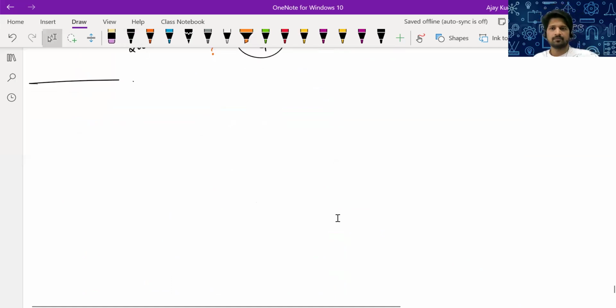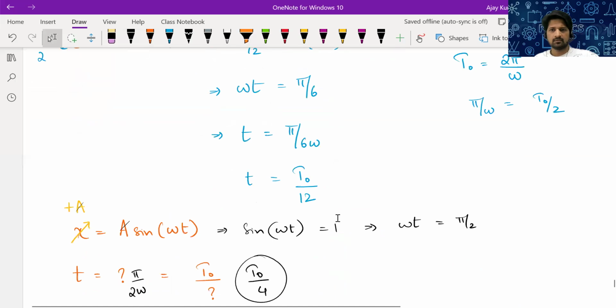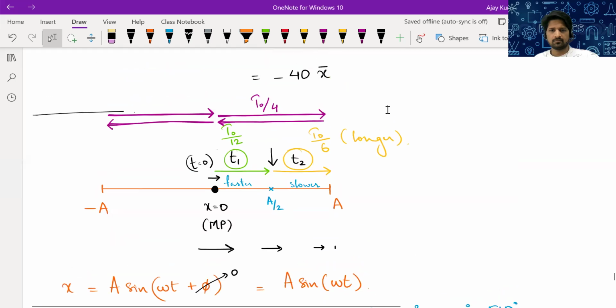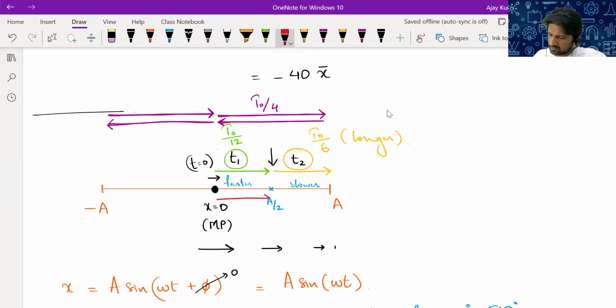Sir, is the time taken by the object to move from 0 to a by 2 equal to the time taken by the object to move from a by 2 to 0? Time taken to go from 0 to a by 2 and a by 2 to 0, you tell me. Let's call this the forward journey and the backward journey. Is it taking the same speeds during the forward journey and backward? Whatever speeds it is attaining during the forward journey, will it attain the same speeds at the same positions during the backward journey also or not?